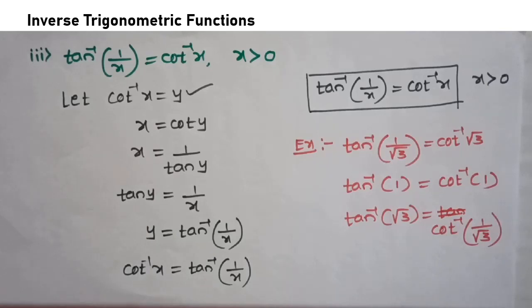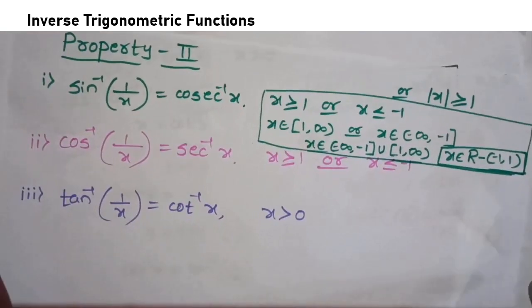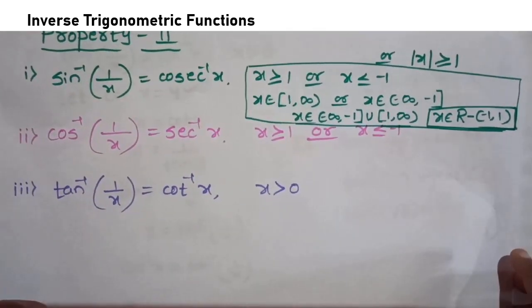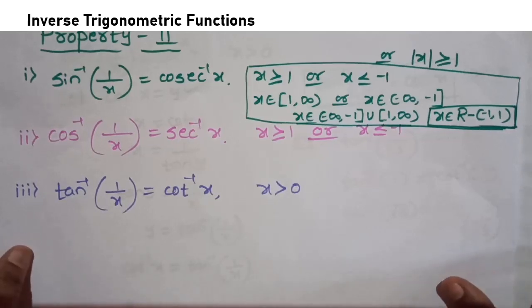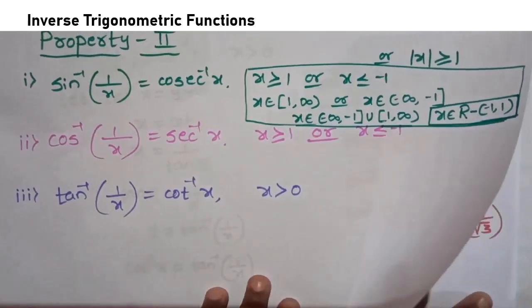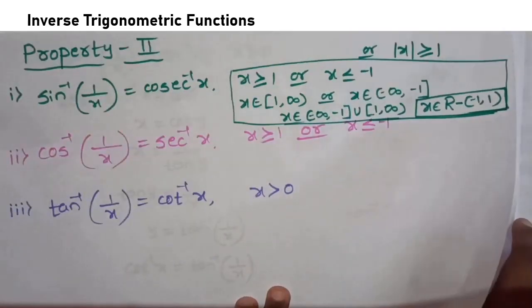So now we have proved property number 2 and its three sub-properties. The first one: sin inverse 1 by x is equal to cosec inverse x. Cos inverse 1 by x is equal to sec inverse x. And the third one, tan inverse 1 by x is equal to cot inverse x. Okay.